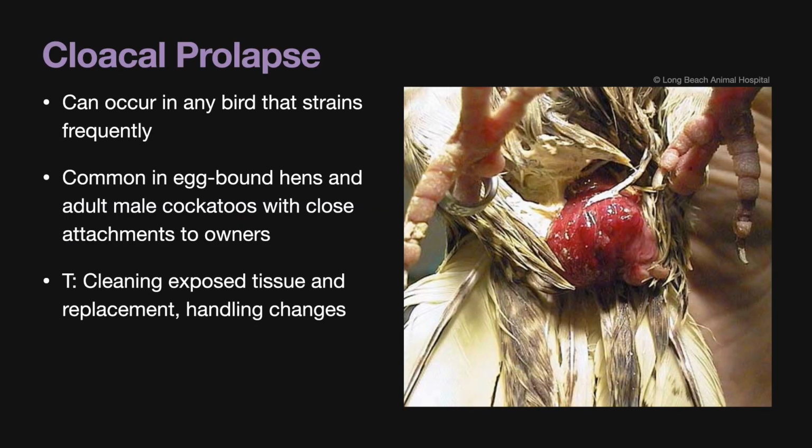Next up, we have reproductive disorders. Cloacal prolapse is a condition that can occur in any bird that is straining frequently. It is most common in egg-bound hens and adult male cockatoos that have a close attachment to their owner. Treatment involves cleaning the exposed tissue and replacing it, then enacting handling changes to help prevent recurrence.